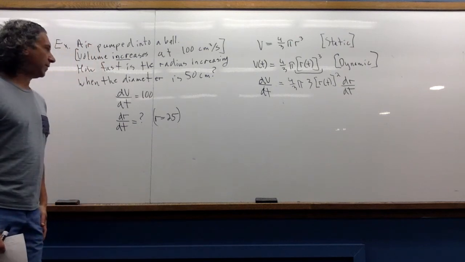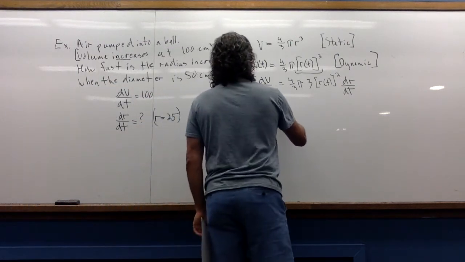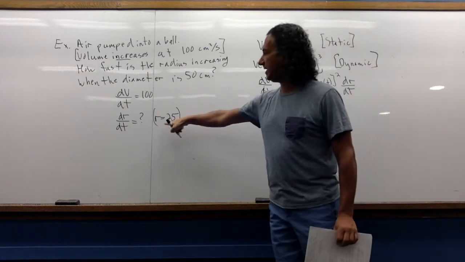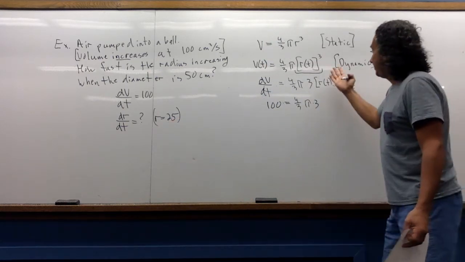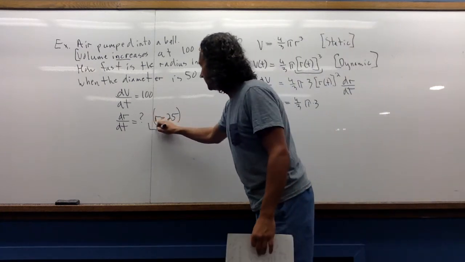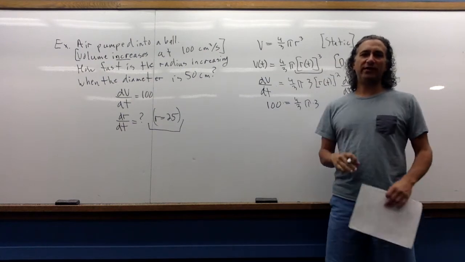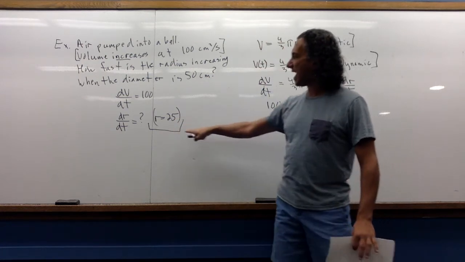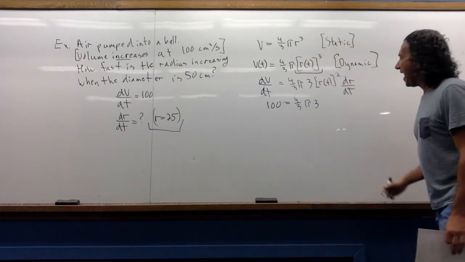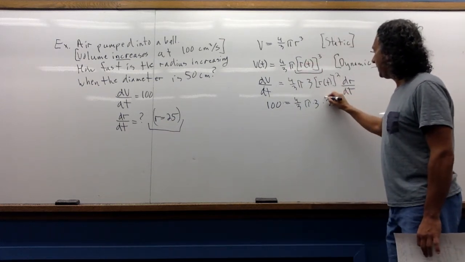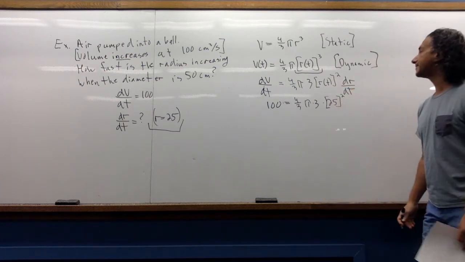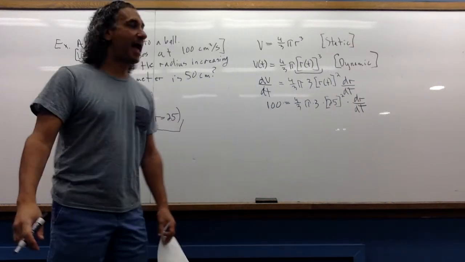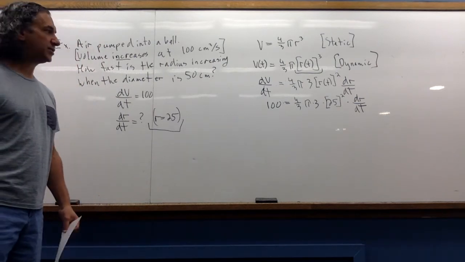Okay, let's see if that helped answer the question. Well, I know dV/dt is 100. And r of t is a function I don't know, but I'm asking this question at the point in time when r is 25. So this is really asking me to answer this question at one specific point in time, and at that point in time, my r of t is 25. Times dr/dt, which I don't know. And it looks like I have enough information to solve this question.